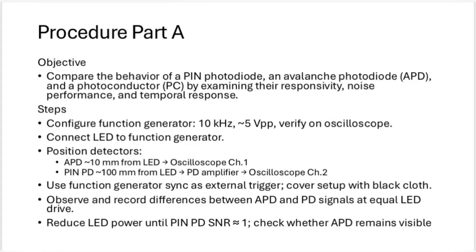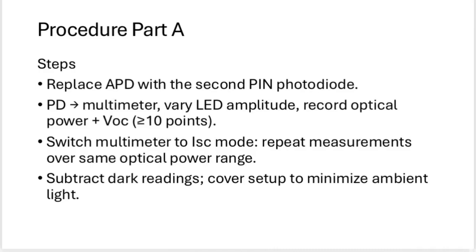So our objective for part A was to compare the behavior of a PIN photodiode, an avalanche photodiode, and a photoconductor by examining the responsivity, noise performance, and temporal response. The first thing we did was place the APD 10 millimeters from our LED and our PIN photodiode 100 millimeters from the LED, and then we drove the LED at a low amplitude to examine the sensitivity of both detectors.